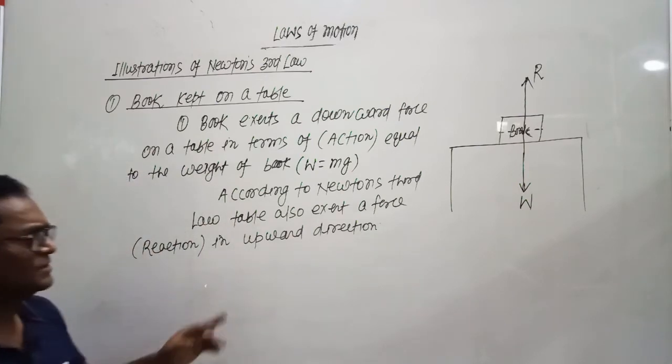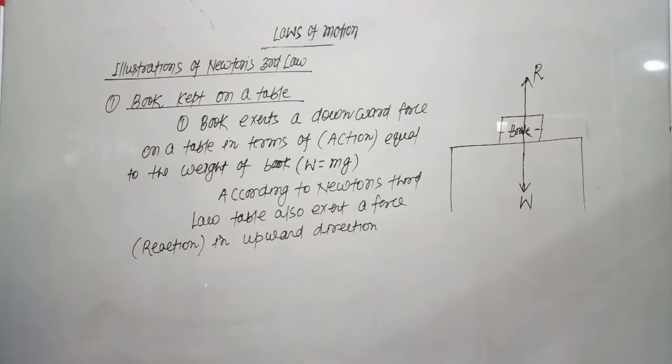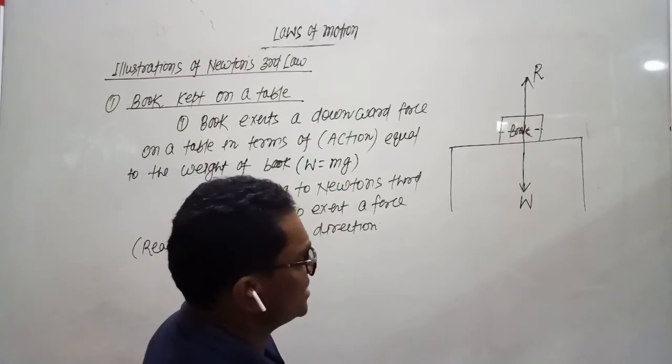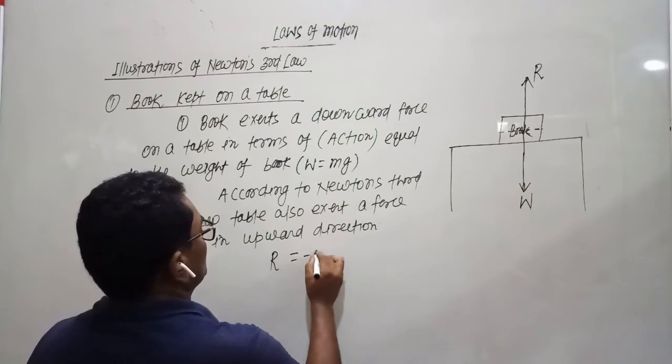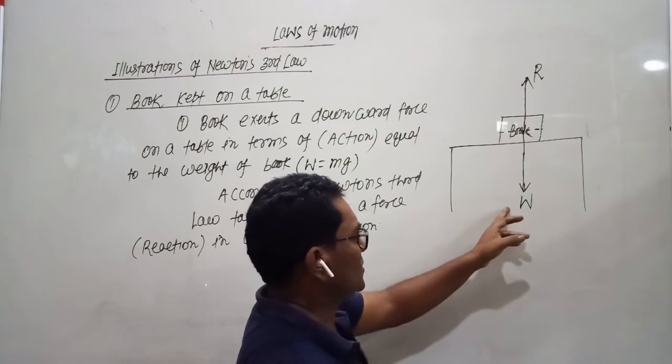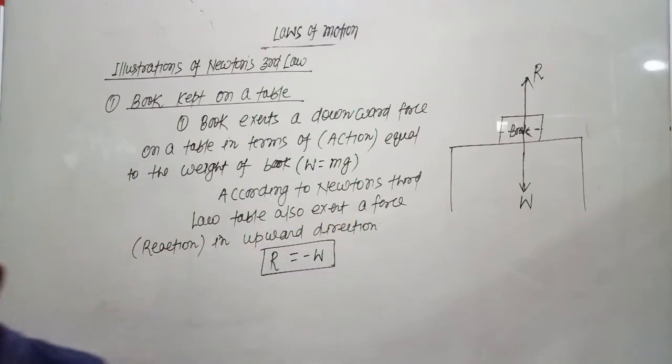The table exerts a force in terms of reaction on the book in upward direction, and if the book is in equilibrium, then R equals minus of W. Action equals reaction. R equals minus W. The minus sign shows that the reaction acts in the opposite direction.